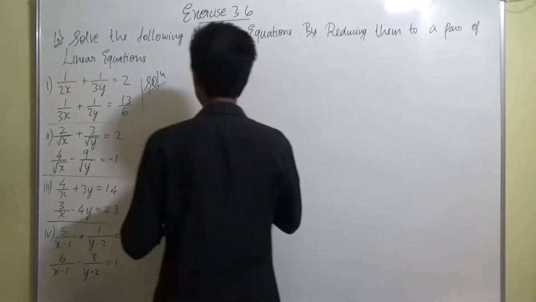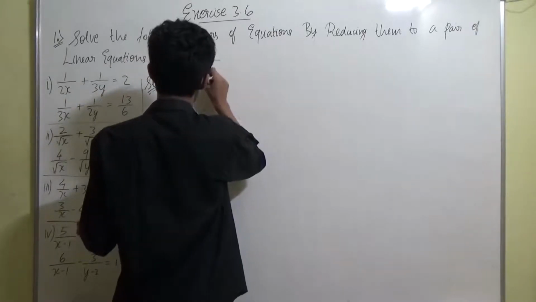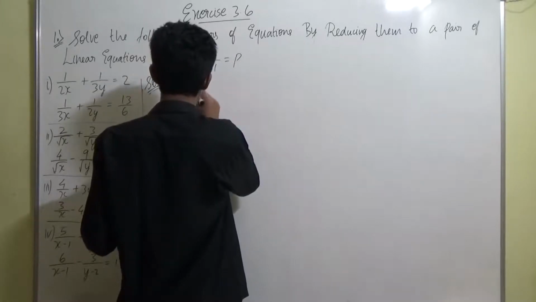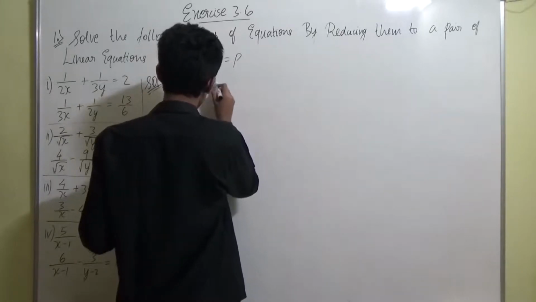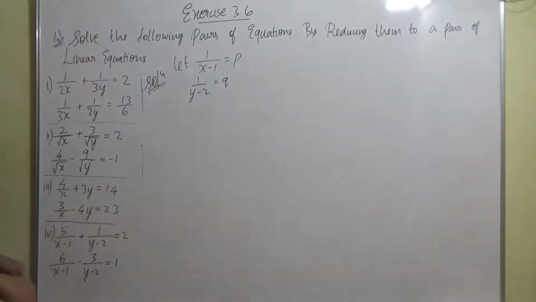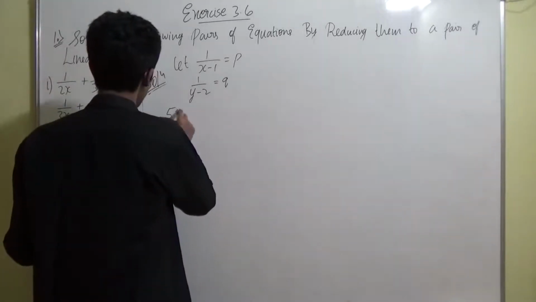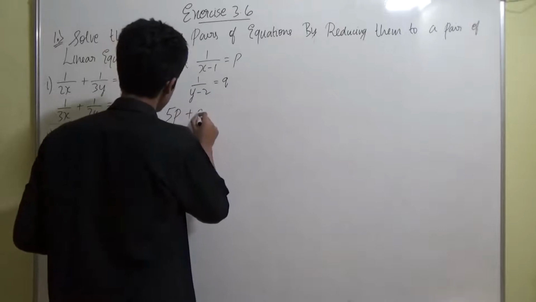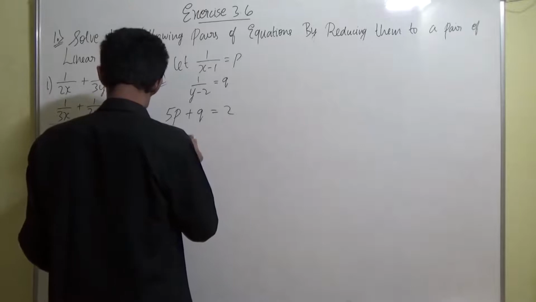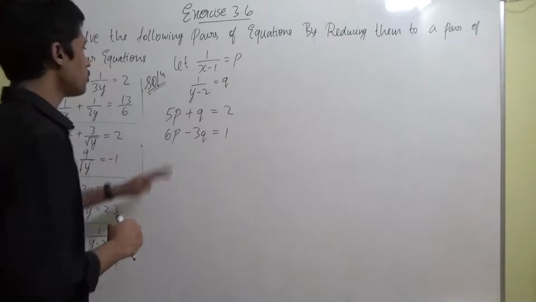So first step is the assumption step, right? Let 1 by x minus 1 be equal to p, and 1 by y minus 2 equal to q. Now let's go ahead and plug those values back into the two equations, right? It becomes 5p plus q equal to 2. Here it becomes 6p minus 3q equal to 1. Right, guys? Now we got these two equations.